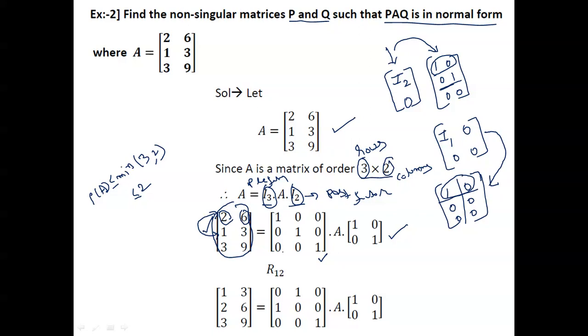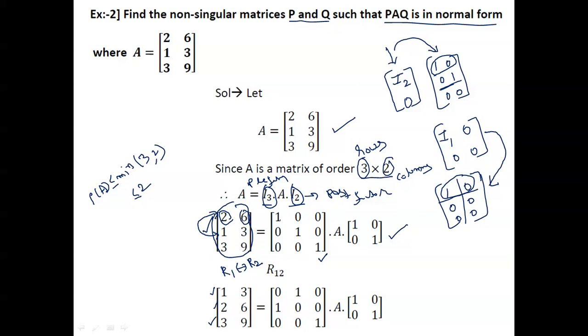So we observe that R1 implies and is implied by R2. So the first row is replaced by the second row, and the second row is replaced by the first row. The first row becomes 1 3, the second row becomes 2 6, and the third row is still constant, in the same position. In the same way, the row operations are applied on the prefactor of A, that is I3.